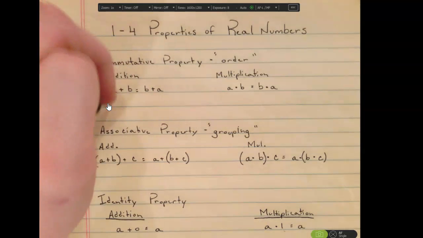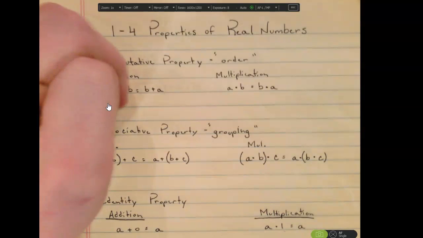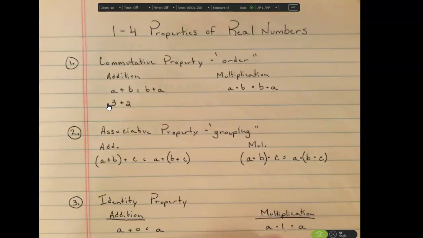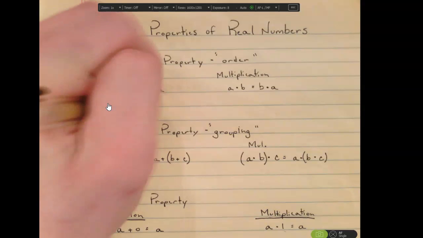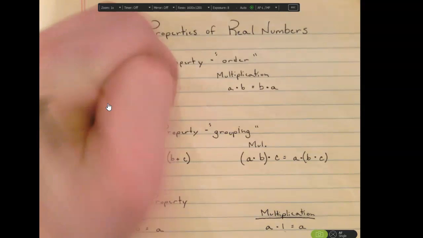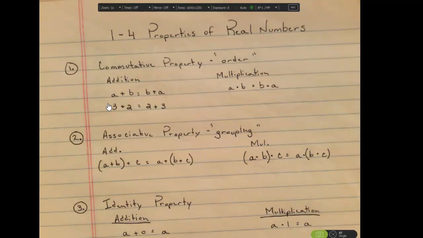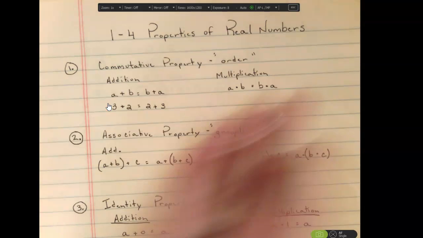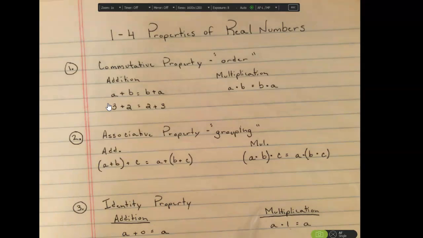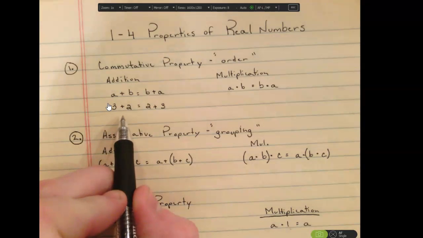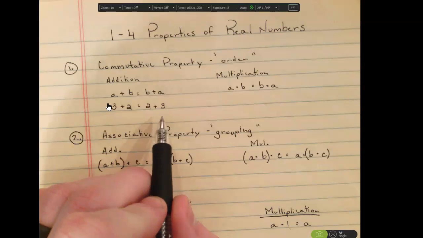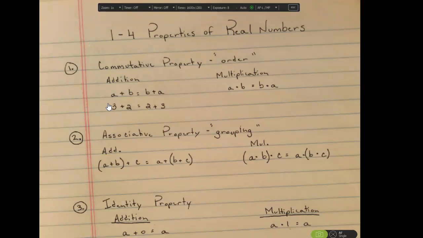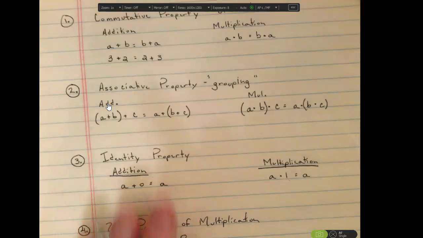Maybe we put some numbers in for it. So I had 3 plus 2. Well, through this property, that would be equal to 2 plus 3. And we could say the same thing for multiplication, just putting in a multiplication symbol where there is an addition symbol. So that's the commutative property: the fact that I can change the order around and it's still going to give me the same answer. I'm still going to get 5 on the left and 5 on the right, regardless of the order in which these numbers are written.